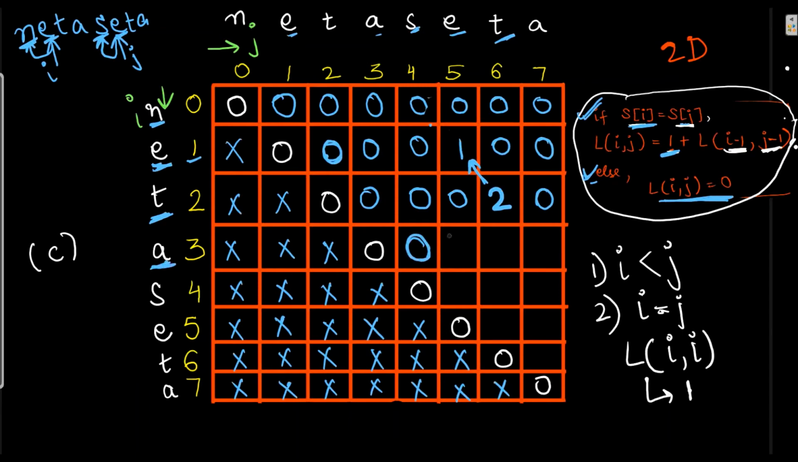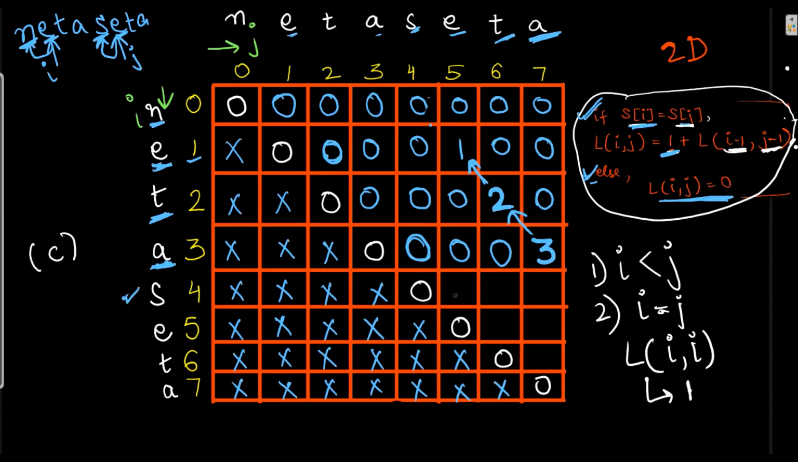Is A matching with E? No, 0. Is A matching with T? 0. Is A matching with A? This time it is matching with A. So here I'll put 1 plus as A is matching with A and will look for its diagonal, which is 2. So 1 plus 2 is 3. Then I'll be looking for the next.